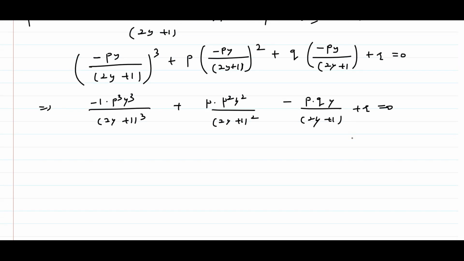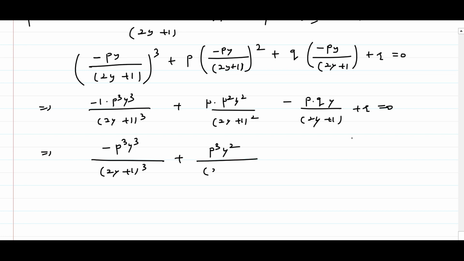Further simplifying this, we have negative p cube y cube over 2y plus 1 whole power 3. Here will be p to the power 3 y square over 2y plus 1 whole square, negative p times of q times of y over 2y plus 1, and plus r is equal to 0.